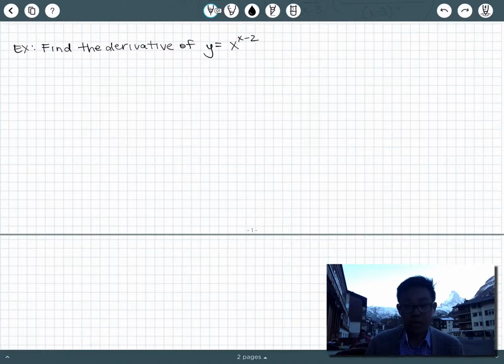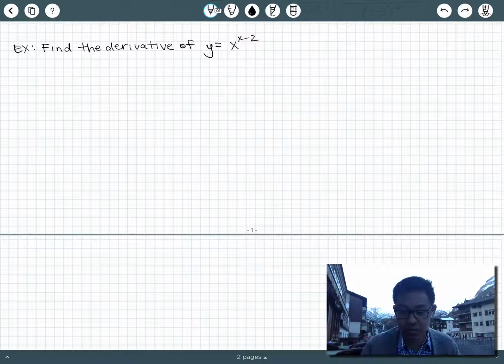Find the derivative of y is equal to x to the x minus 2. So logarithmic differentiation can also be used to take the derivative of a function raised to another function. Now this isn't something that you've done before.